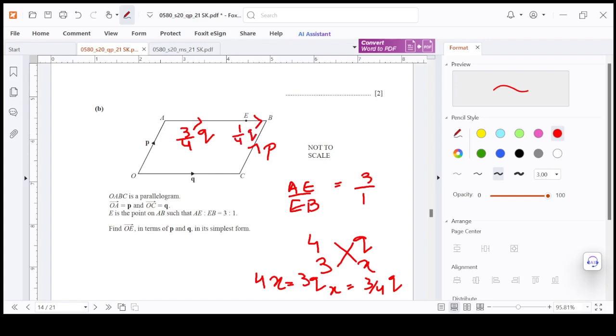Okay. We need to find OE in terms of P and Q. So for OE, go from O to A and then A to E. So P plus 3 by 4 Q should be the answer.